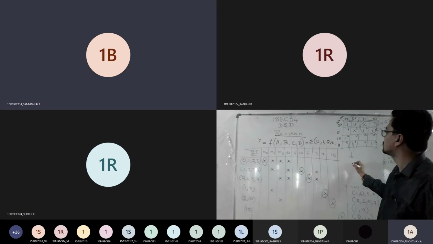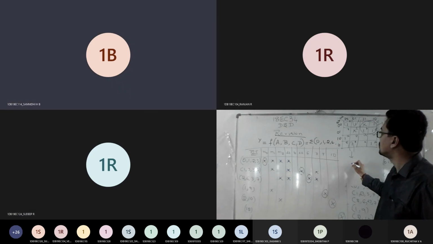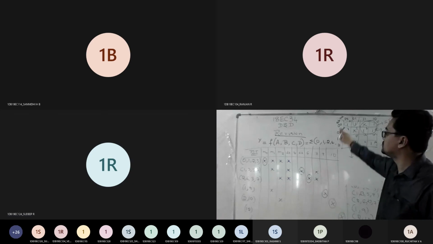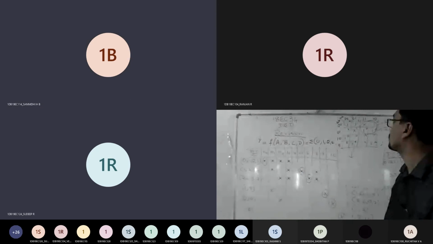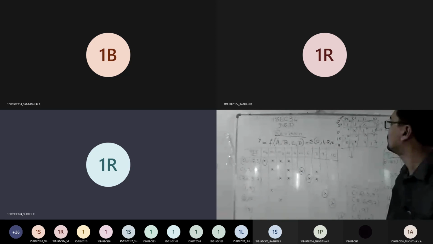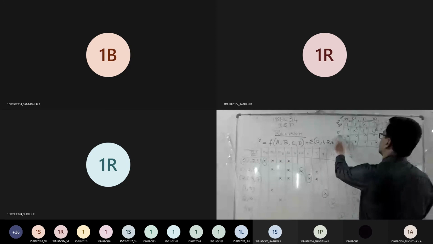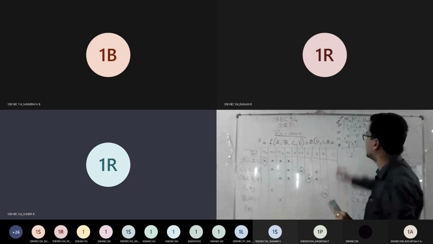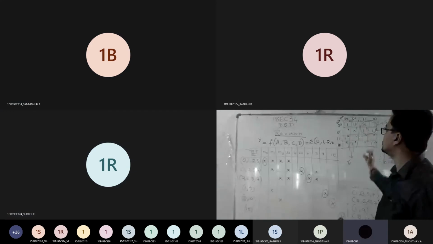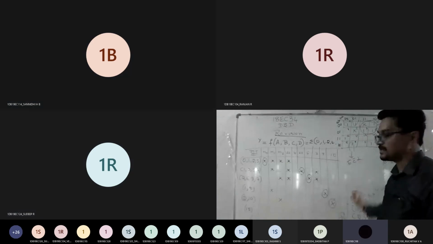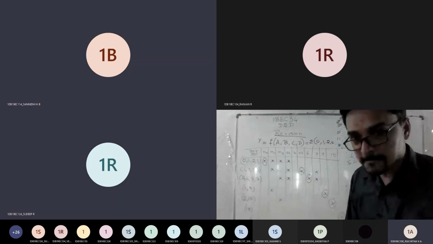B bar. Any common B bar term from this two? Sir, 1 0 you should write, sir. Last row, 1 0 should be written. 1 1. Yeah. So I think B bar is common from this two. What about this? B bar, C bar D. So third answer also matching. Yes, sir. Good.